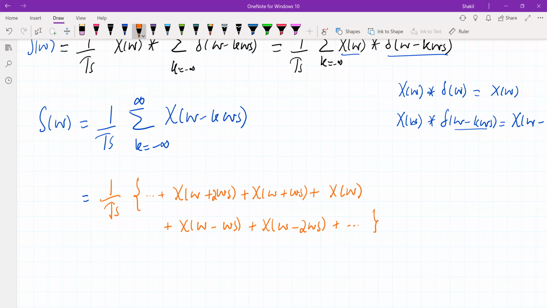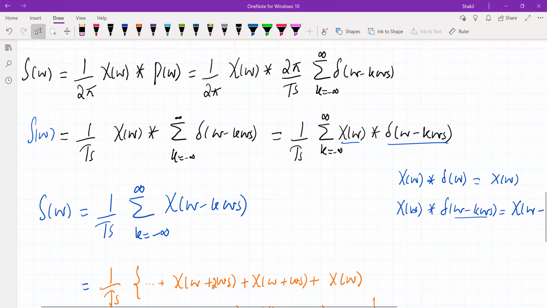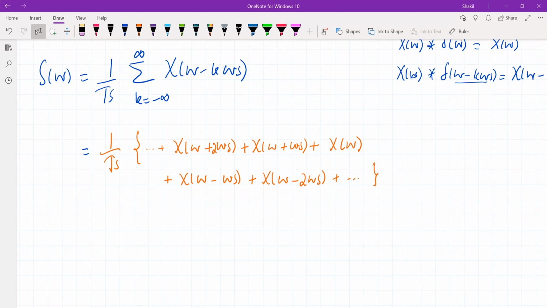So when you multiply a signal with an impulse train, you obtain the samples of that signal. Now, what's happening in the frequency domain? When you convolve the spectrum of a signal with the impulse train, you obtain a spectrum that looks like this. Now let's interpret what the meaning of this is.